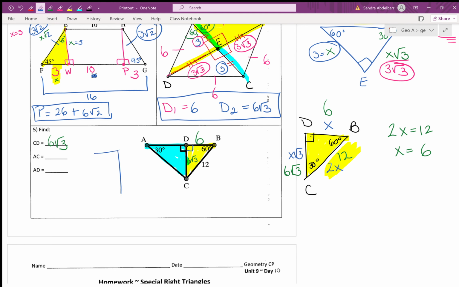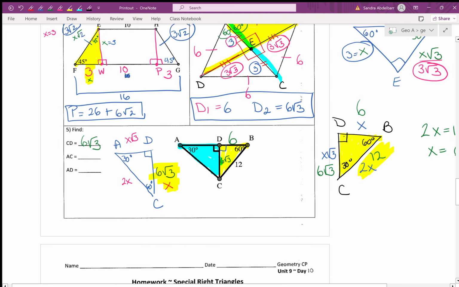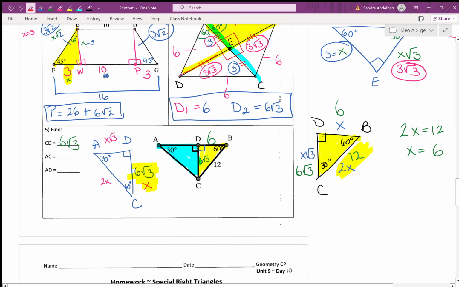So the blue one, I'm working with that upside down triangle, ADC. Now I know CD is 6 root 3. I have 30, 60, 90 degrees. Opposite the 30 is x. Opposite the 60 is x root 3. Opposite the 90 is 2x. You choose the side that has a side length and a variable expression. So I end up getting x is equal to 6 root 3.